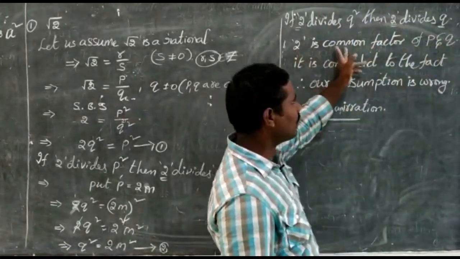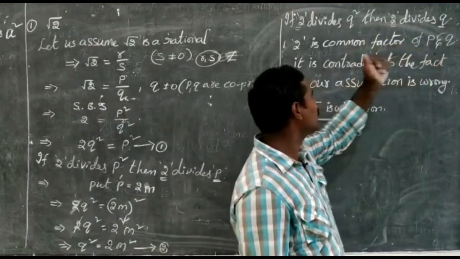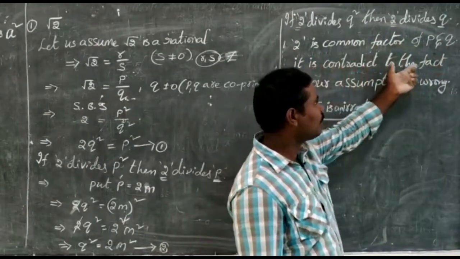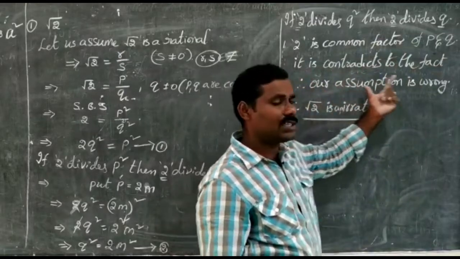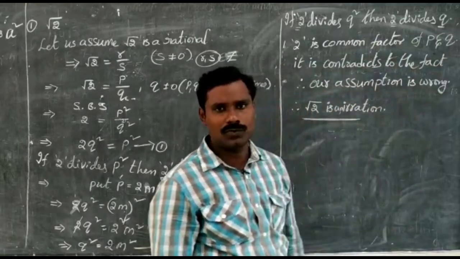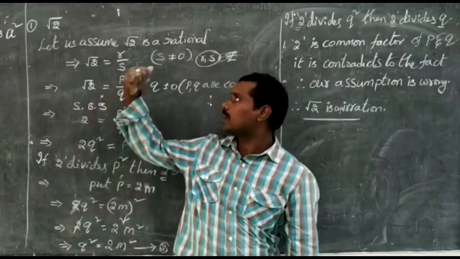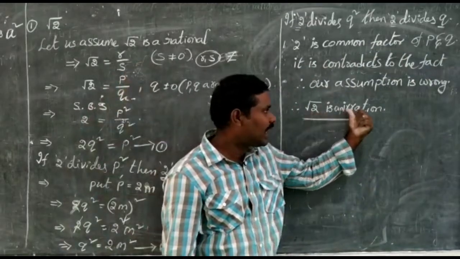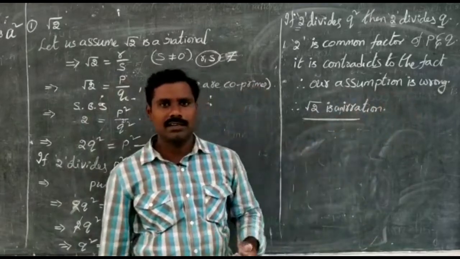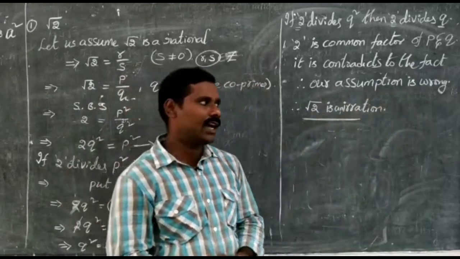Now 2 is the common factor of p and q. It contradicts the fact. Our assumption is wrong. What is our assumption? Root 2 is a rational number. Therefore, our answer is root 2 is an irrational number. Hence, proved. This is the first way.